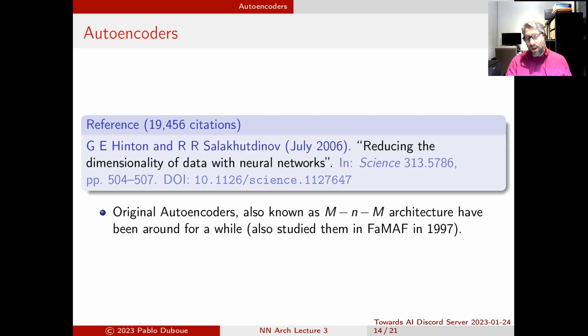And again, the autoencoders themselves have been around for a while. The idea in the autoencoder is that you are training a network with M neurons in the input layer and the same M neurons in the output layer. So it's a network that is just trying to produce as output the same as its input. But in the middle between this input and output, we put another layer with a bottleneck.